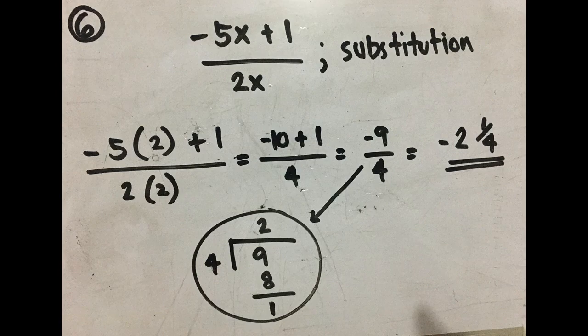9 divided by 4 equals 2. 2 times 4 is 8. This means that the answer is negative 2 and 1/4.